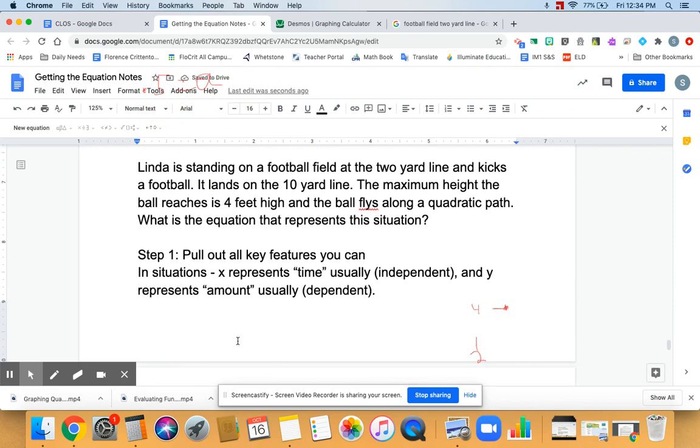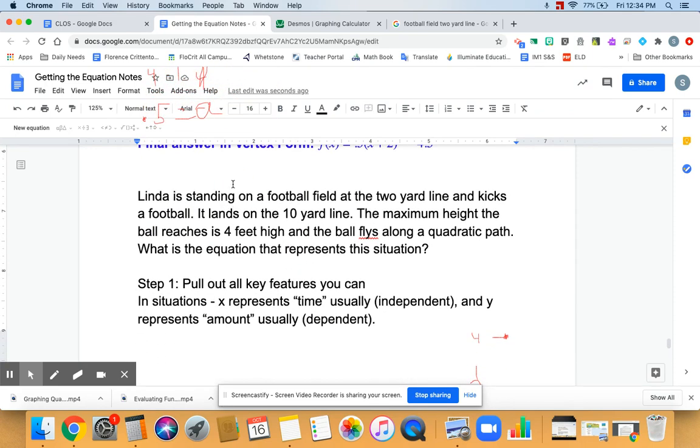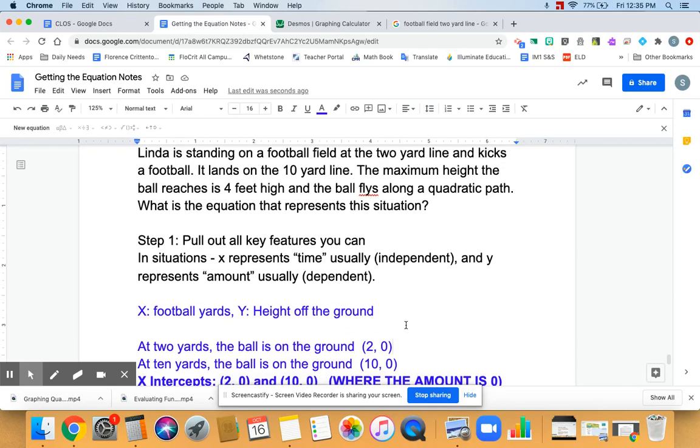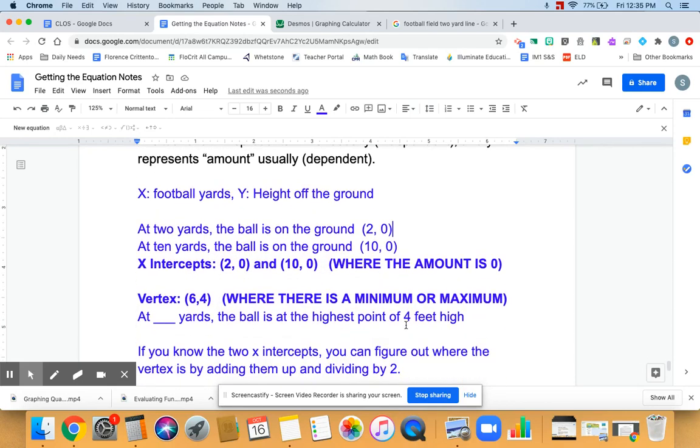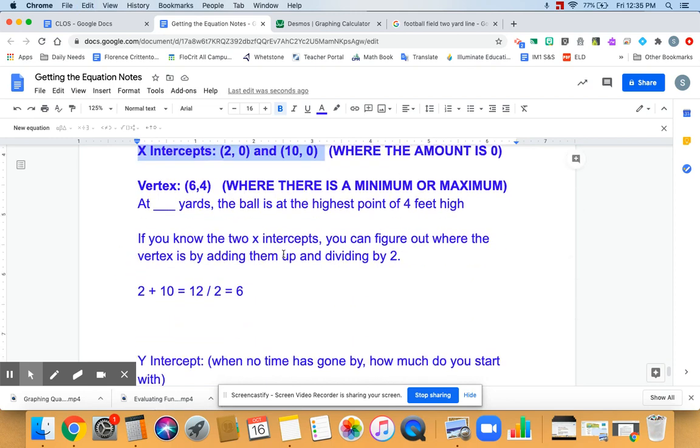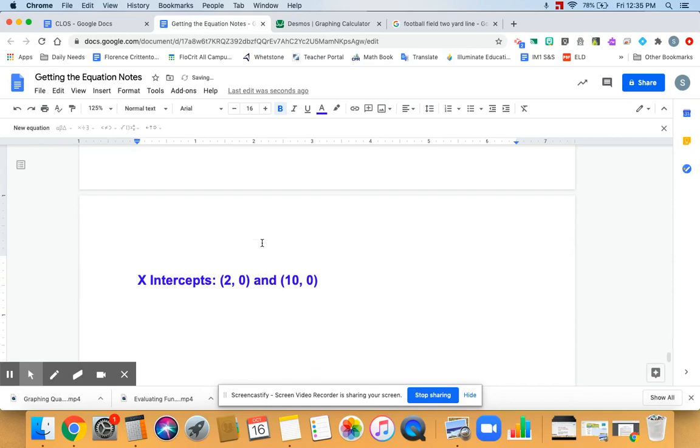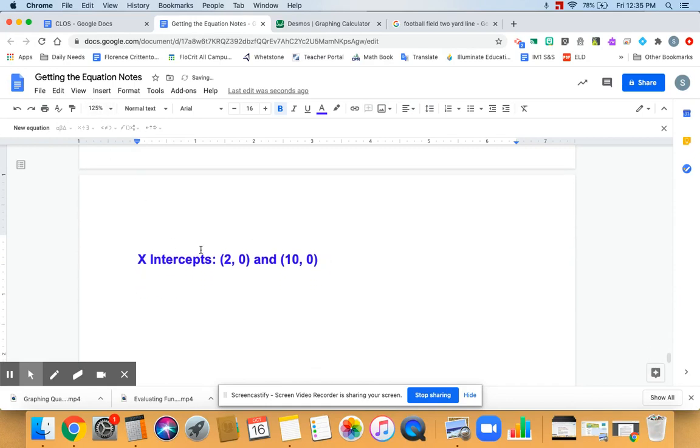All right, for our situation, Linda's on her football field and she kicks the ball and it goes up, and I know the two x-intercepts and I know the vertex, so I could choose to do it from factored form or from vertex form. I'm going to go ahead and take the x-intercepts and do this example from the factored form. Those are my two x-intercepts.